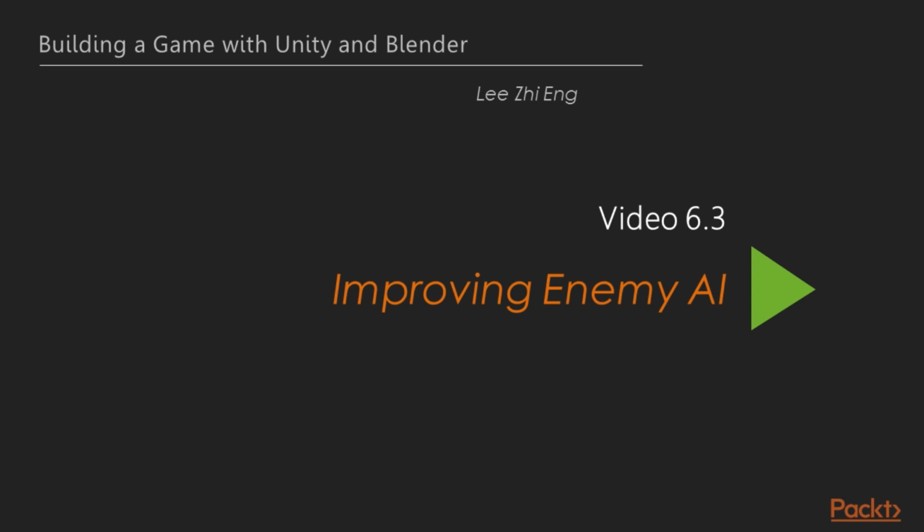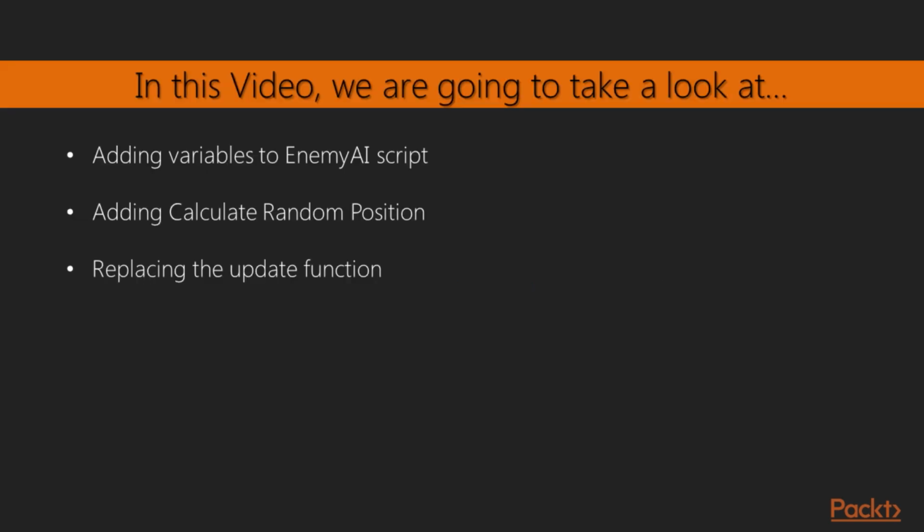Hi, and welcome to the next video, Improving Enemy AI. In the previous video, we added in-game items and power-ups. In this video, we're going to add various variables to the enemy AI script. Then we will add calculate random position and finally replace the entire update function.